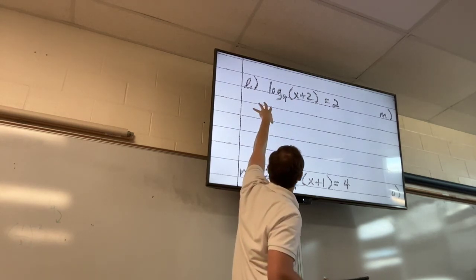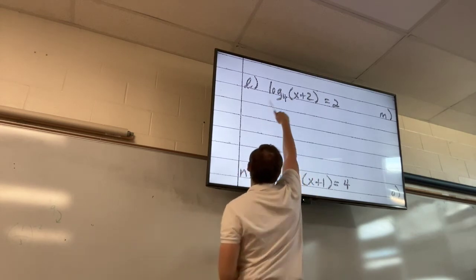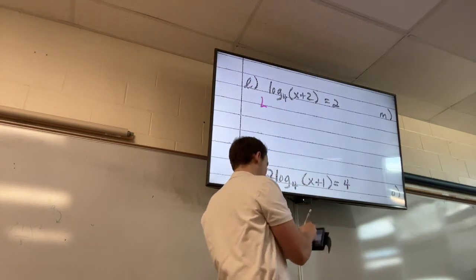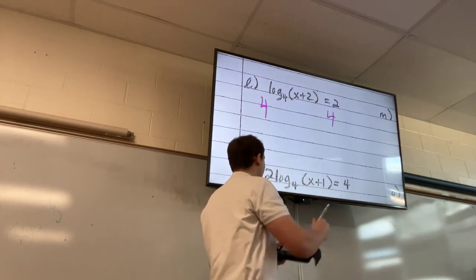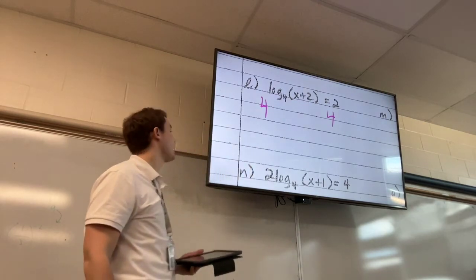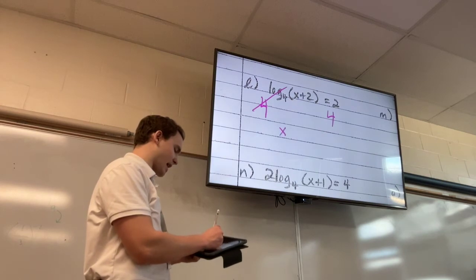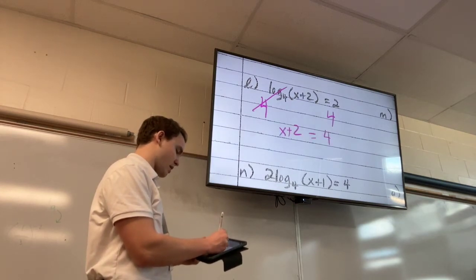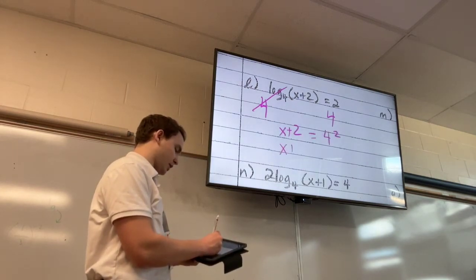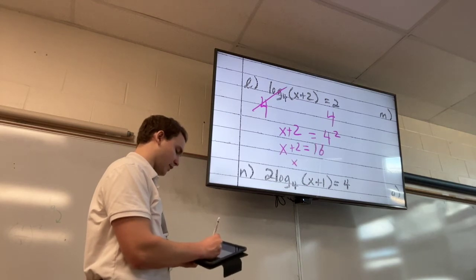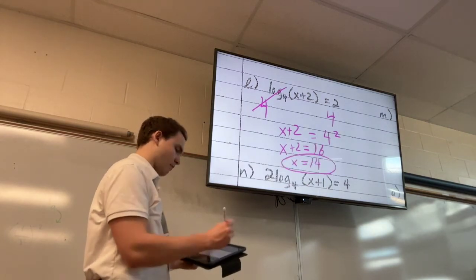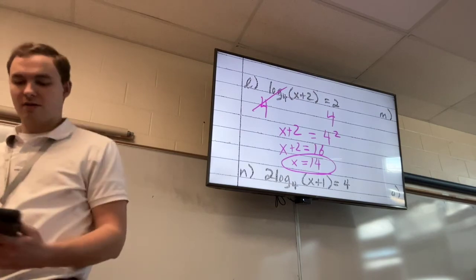Yeah. So we have to cancel out this logarithm. So 4 raised to the left side equals 4 raised to the right side. That cancels here. Now x plus 2 equals 4 squared, or x plus 2 equals 16, or x equals 14. We feel okay about this? It's not too hard.